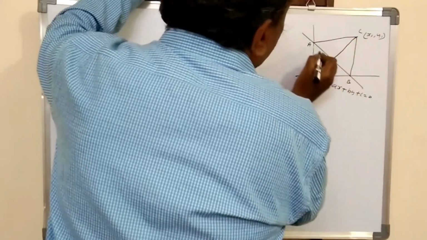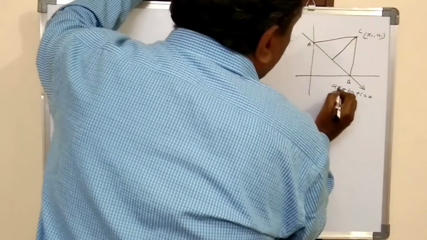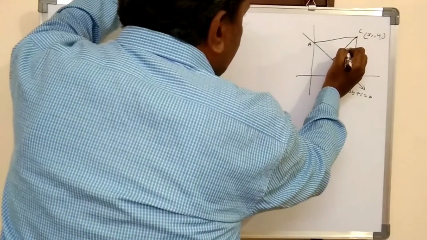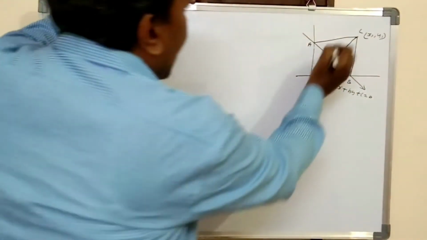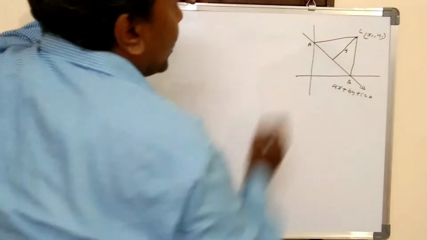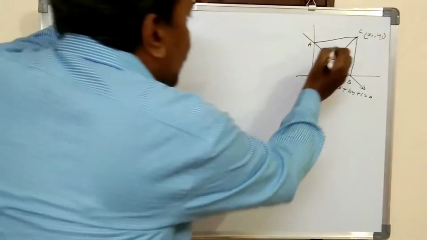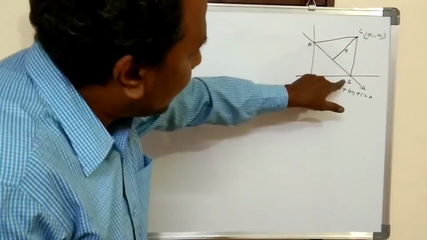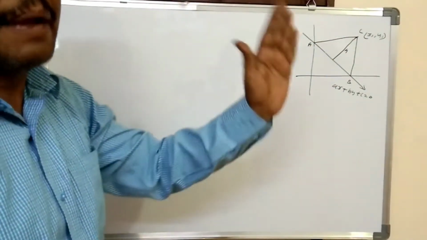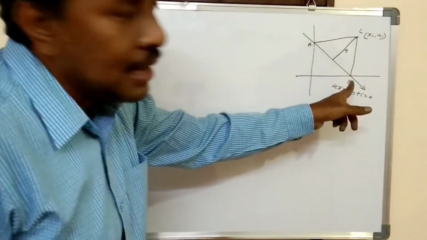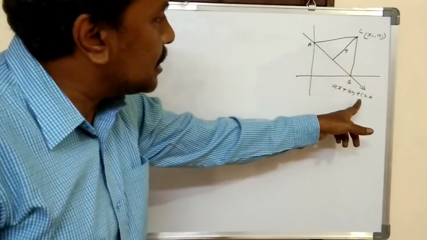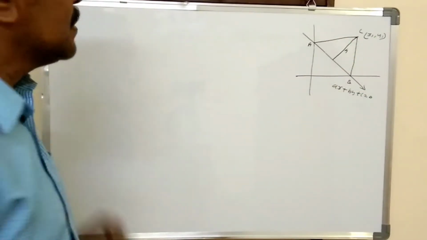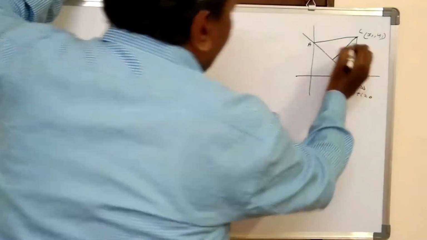Now I am drawing a perpendicular line joining C and AB. So the equation of the line is ax plus by plus c is equal to 0. You take this line as h, that means the height of this triangle you take as h. We need to find h, which is nothing but the shortest distance from this line and the point. That means the perpendicular distance from the line whose equation is ax plus by plus c is equal to 0 and the given point. So we need to find h.